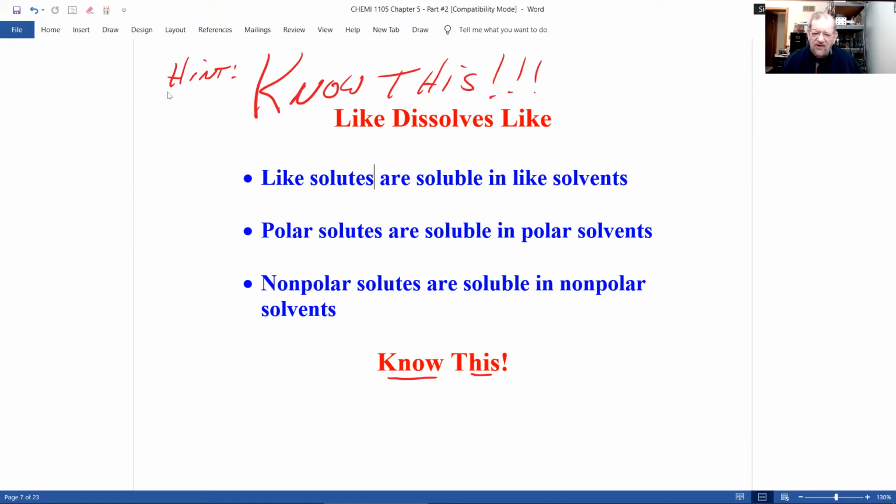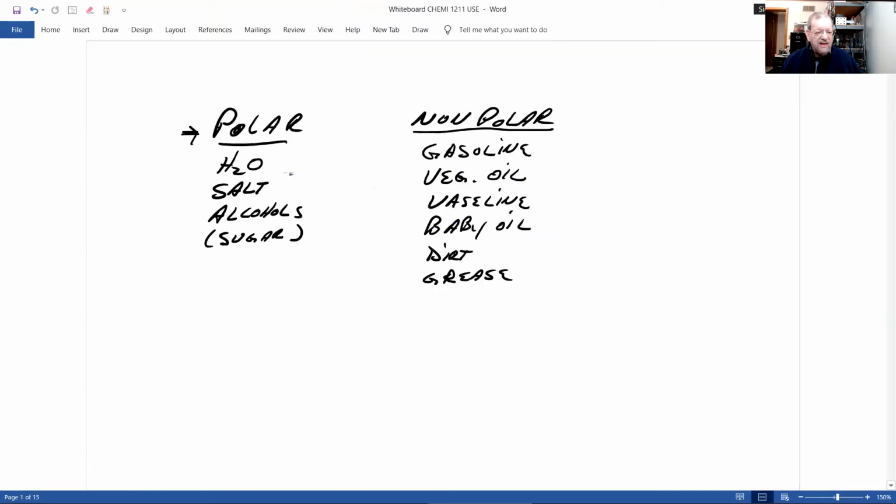So what like dissolves like means is if you have something polar, it will only be soluble in other polar things. Like dissolves like, if you have something that's nonpolar, it's only soluble in nonpolar things. And here's the list again.